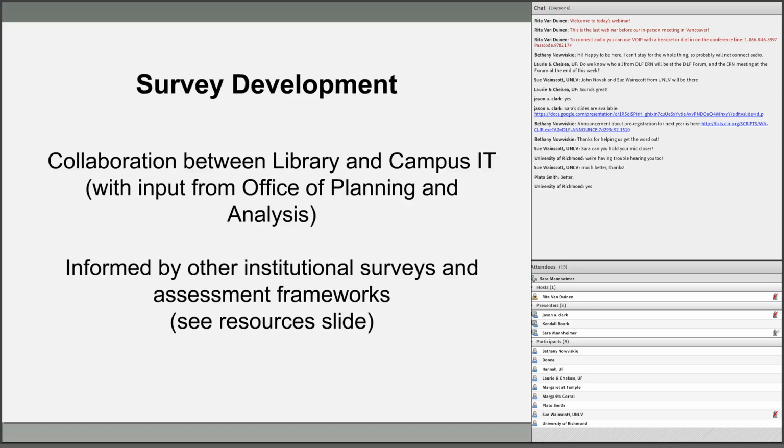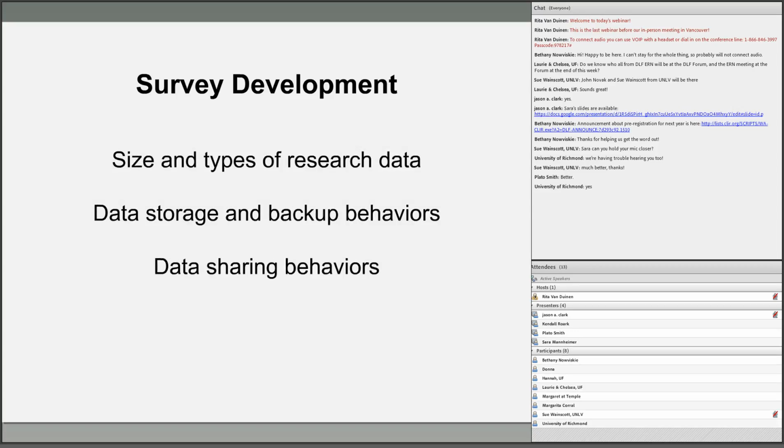Okay. So I added a resources slide at the end if you'd like to see some of the resources that we looked at during our process. So with the survey, we were looking to find out the size and the types of research data on campus. We were also looking at data storage and backup behaviors among researchers and data sharing behaviors. And then if they didn't share and if they didn't back up, we were trying to find out what the key barriers were in order to try to help.